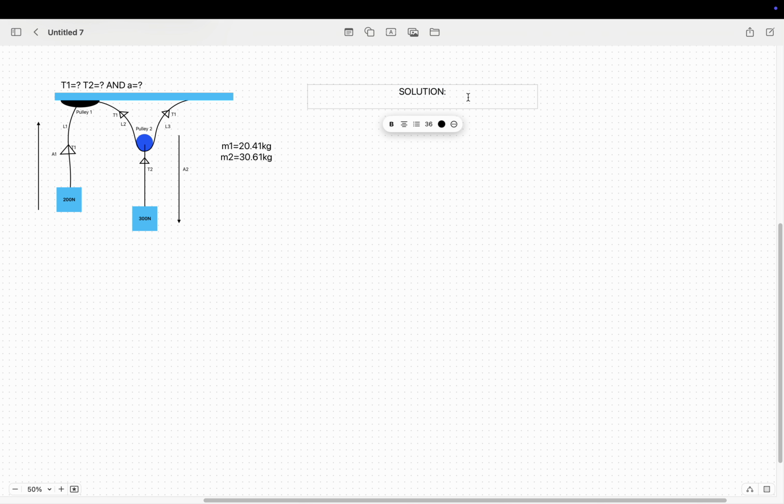So if the 200 Newton is acting downwards and the acceleration is upwards, the tension is upwards. So T1 minus 200 equals m1 multiplied by a1, or a. We have to write it as a common acceleration because we still don't want to divide the acceleration. We want to represent it as a common acceleration. We will divide it later in the solution.